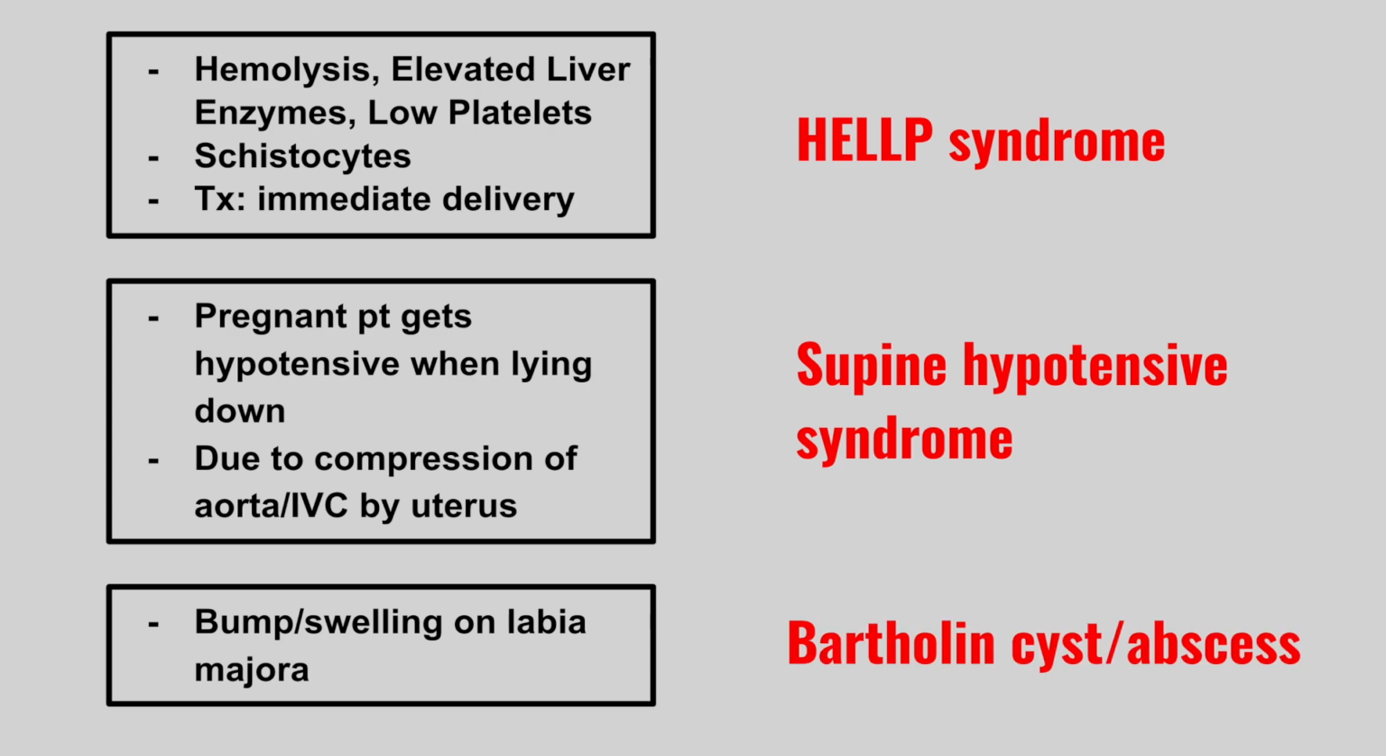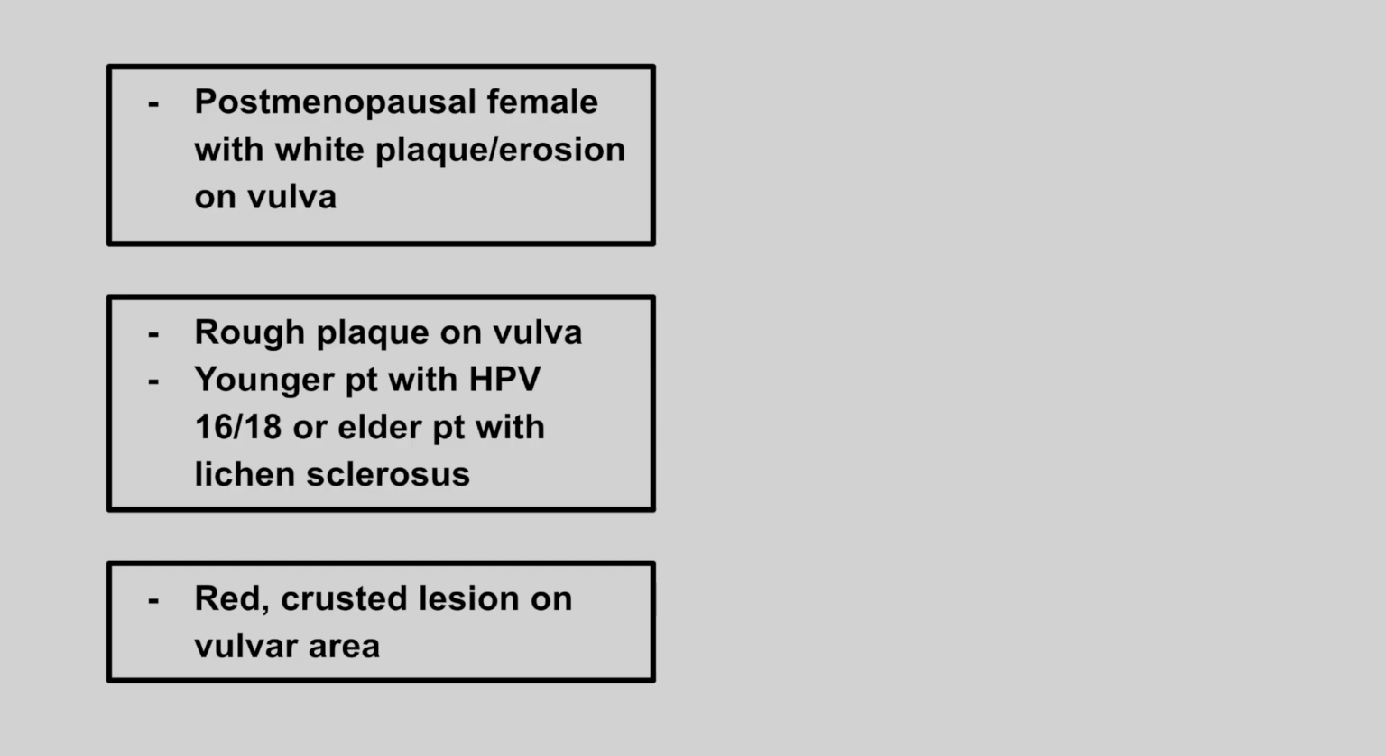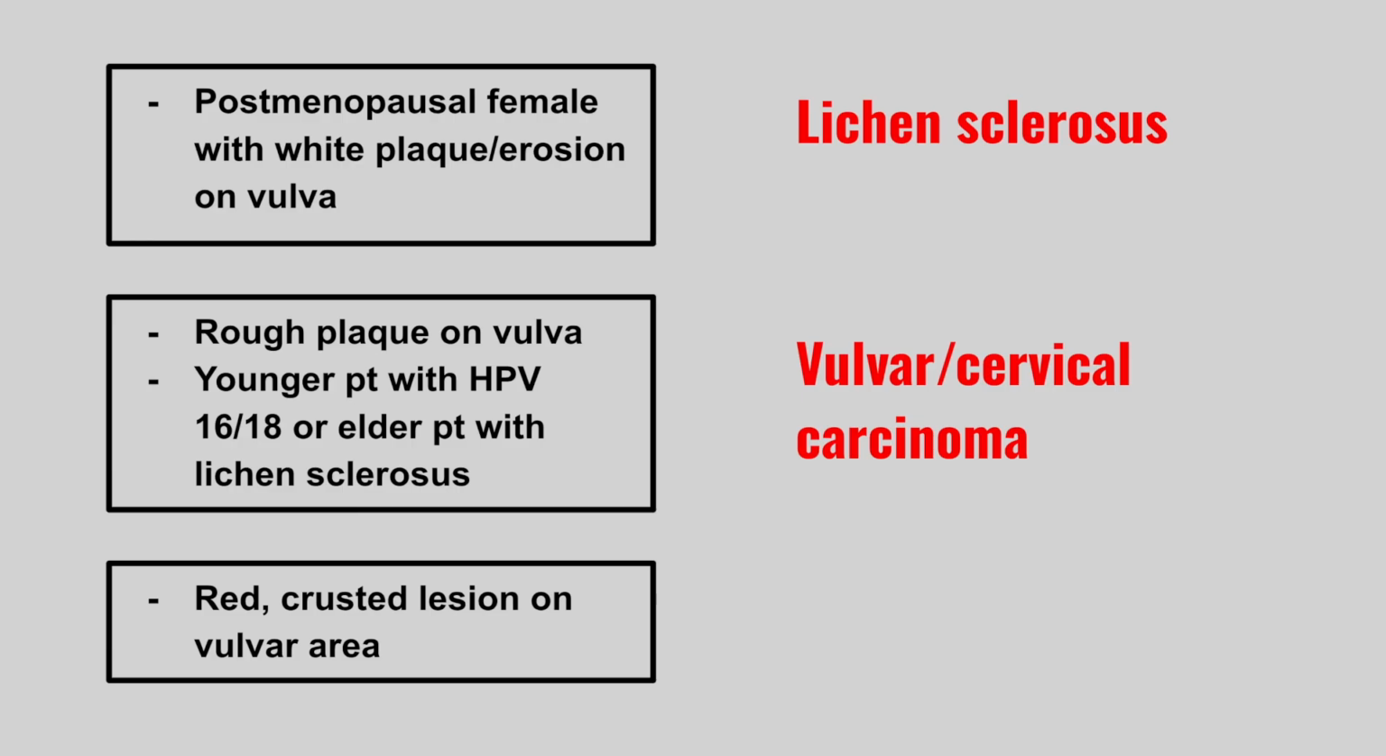So this is a Bartholin cyst or abscess. Next, we have a postmenopausal female with white plaque or erosion on the vulva. This is lichen sclerosus. Next, we have a rough plaque on the vulva. A younger patient will have HPV 16 or 18 as the cause, and an elder patient will have a history of lichen sclerosus. So this is vulvar or cervical carcinoma.